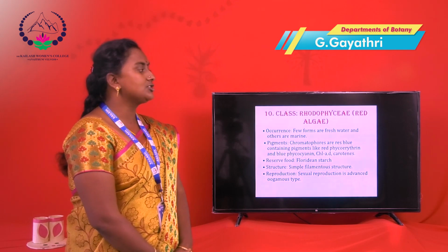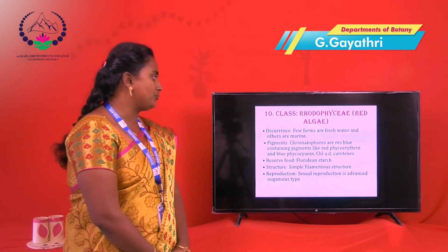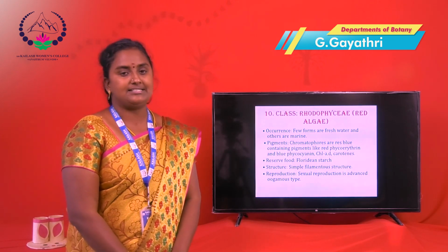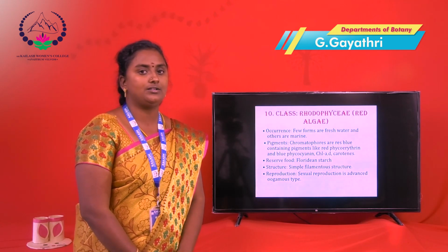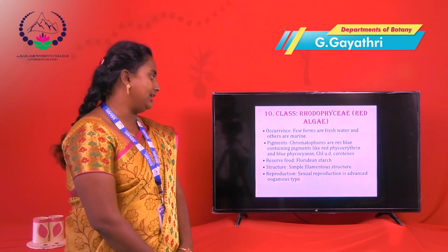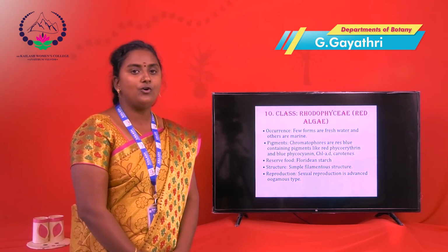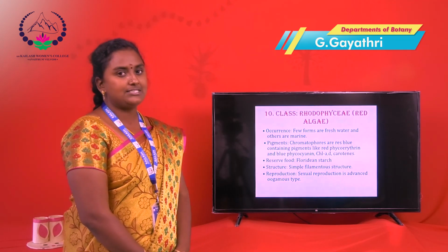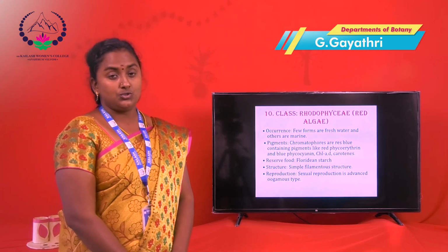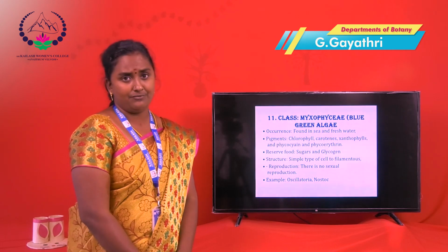The next class is Rhodophyceae. It's a red algae. Occurrence is freshwater and few are marine. The pigments like phycoerythrin are special pigments. It gives the algae its red color. Phycoerythrin and blue phycocyanin, chlorophyll A and D and carotenoids. Reserve food material is floridean starch. Structure is simple filamentous. Reproduction is isogamous, advanced to oogamous type. Example of this is Polysiphonia.